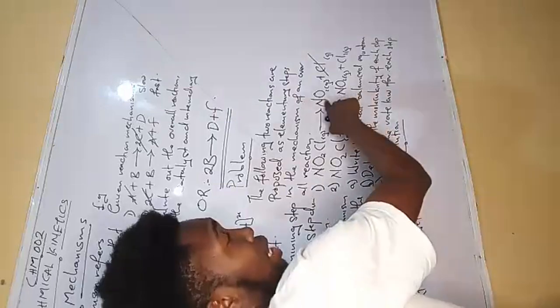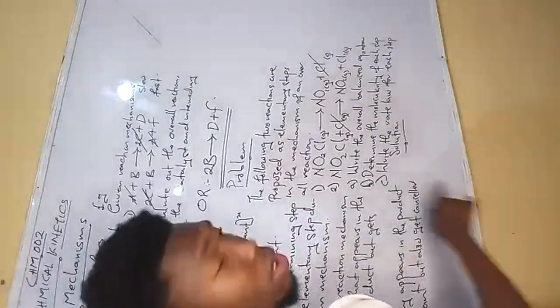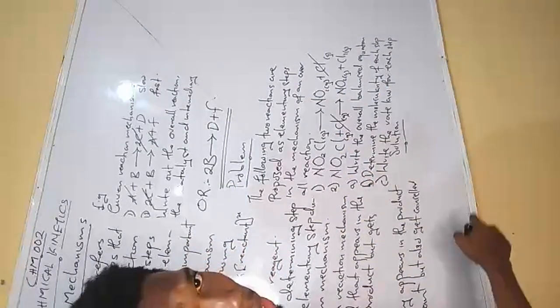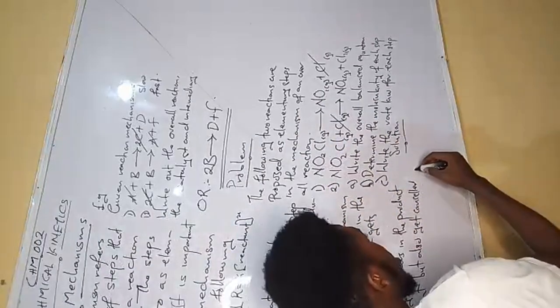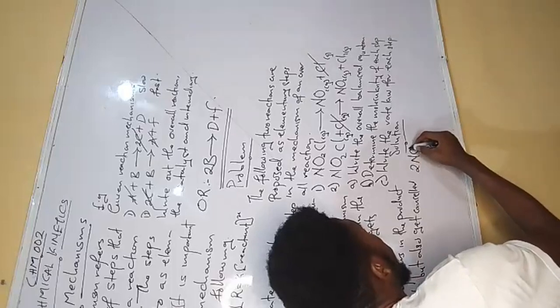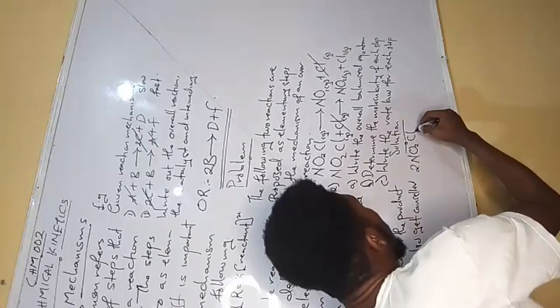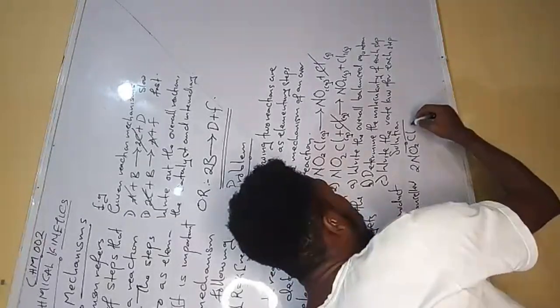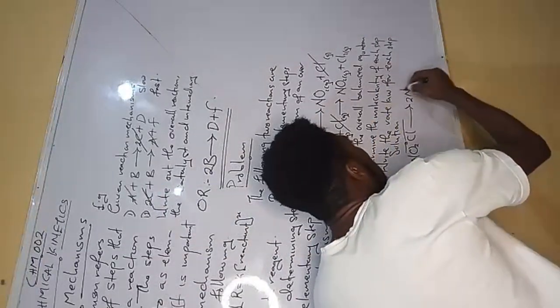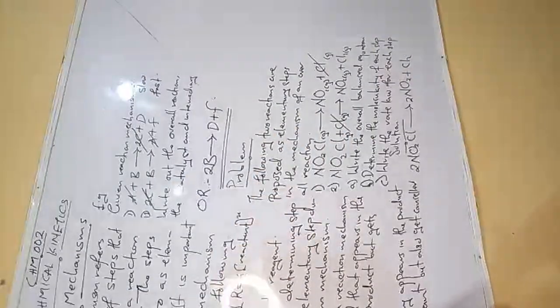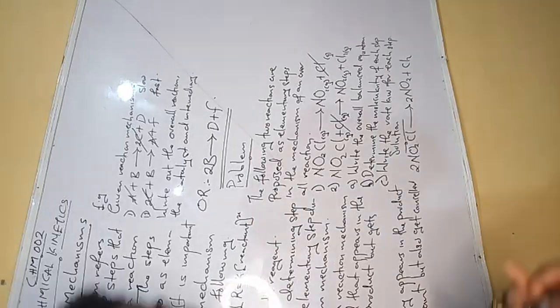I told you these two can't cancel out, product. These two can't cancel out, reactant. So our overall reaction should be this plus this, which is 2NO2Cl, to give us 2NO2 plus Cl2. That's the overall reaction.